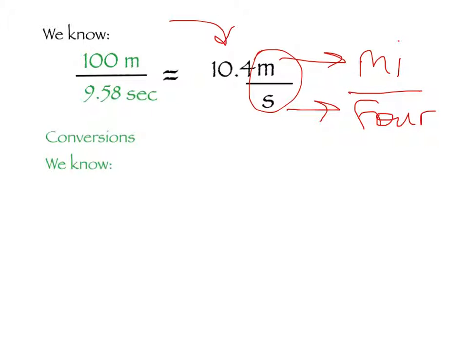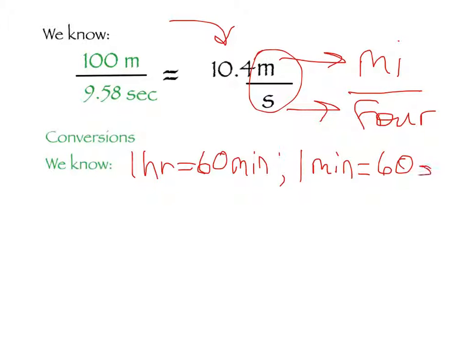Alright, so there are some conversions that we know or that we would be given. We know all the time ones, so 1 hour is 60 minutes. We know that 1 minute is 60 seconds. We know that 1 meter from the metric system is 100 centimeters.